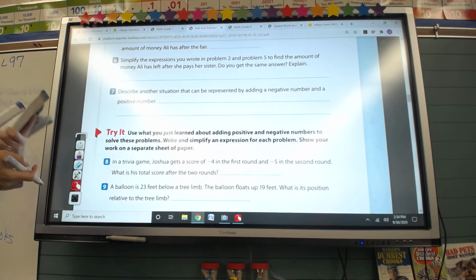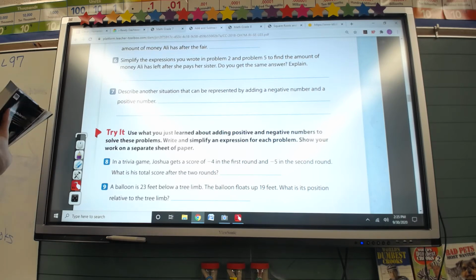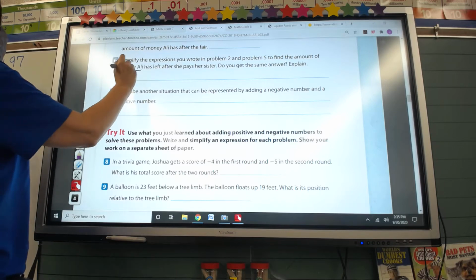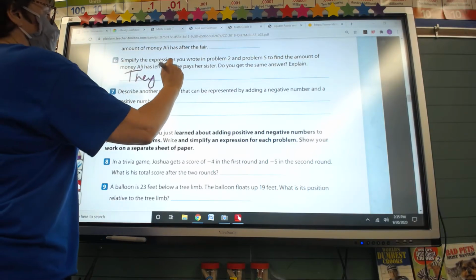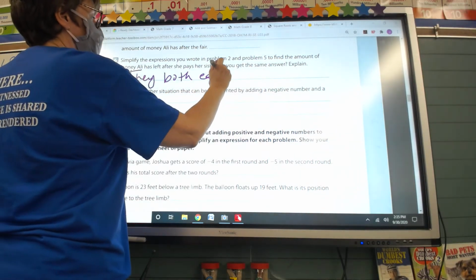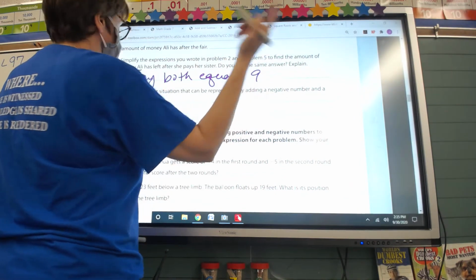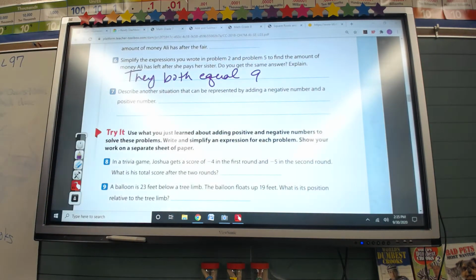Okay, number 6. Simplify the expression you wrote. Let's go down to 7. Number 6 is 9 and 9. They both are equal to 9. I put 9 equals 9. Yeah, Bobby, that works perfectly. Describe another situation that could be represented by adding a negative number and a positive number.